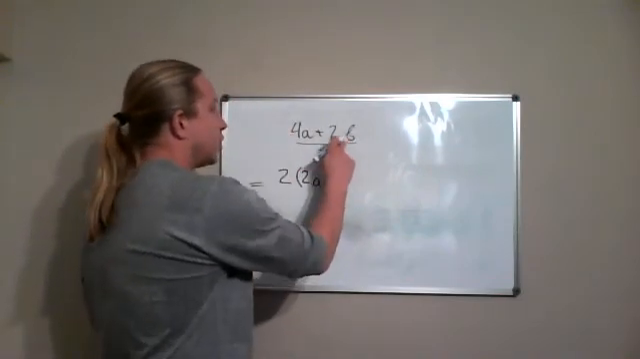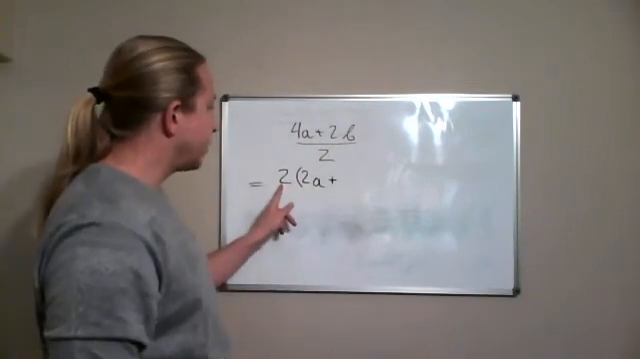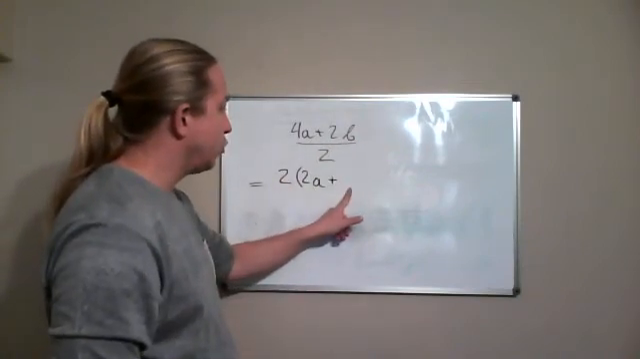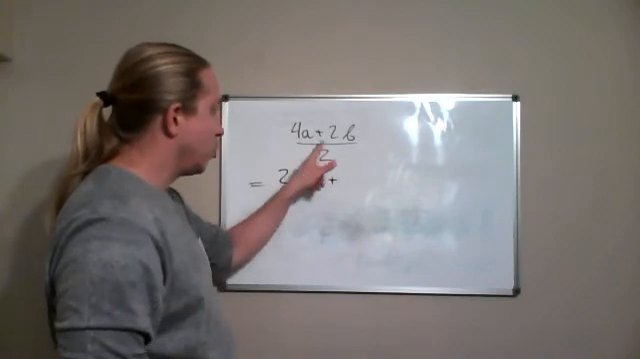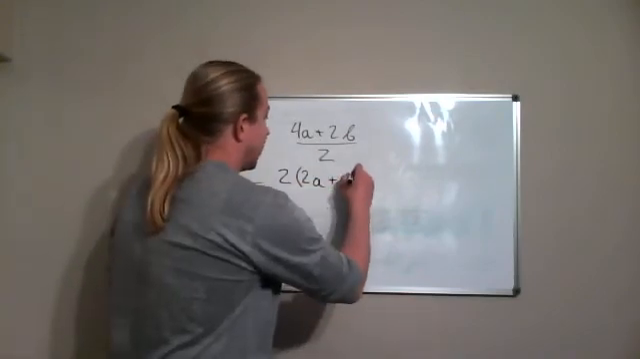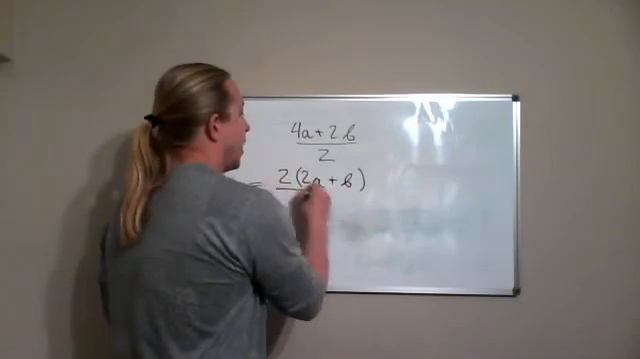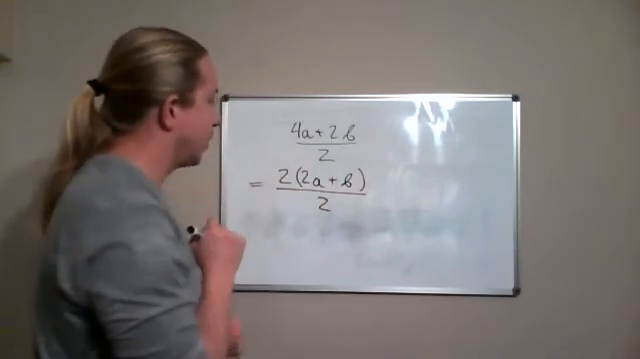Plus, what about to get 2b? What do we have to multiply 2 by to get 2b? Well, we already have a 2. We need a b, so this has to be a b. Okay, and then divide by that same 2 that we had over there.